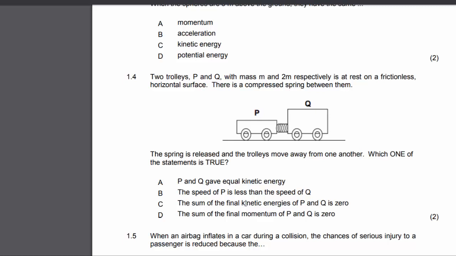The sum of the final kinetic energies of P and Q is 0. Well, no, because kinetic energy isn't negative, so you can't add 2 kinetic energies and get 0. So no, kinetic energy is half mass times velocity squared. Any square gets rid of any negatives, so no. The sum of the final momentum of P and Q is 0. Yes, this is the law of conservation of momentum.